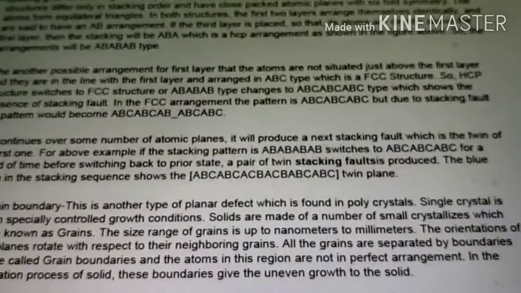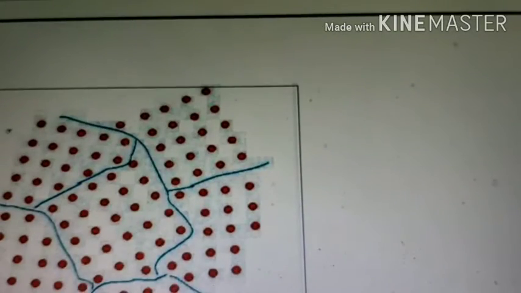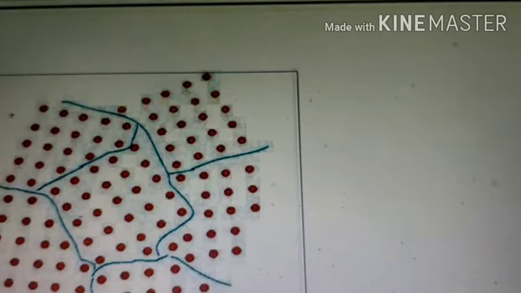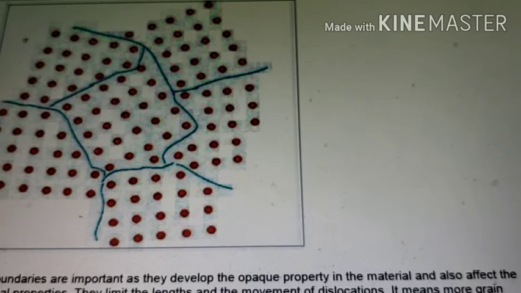The next one is planar defects. The atoms are arranged in a particular plane. Whenever an external force is applied, the planes are moved out of their alignment. It's called a stacking fault. The atoms may also be displaced along a plane which passes through a grain boundary. It's called a grain boundary defect.